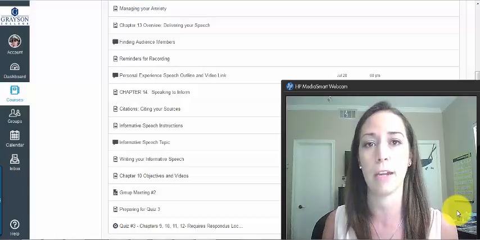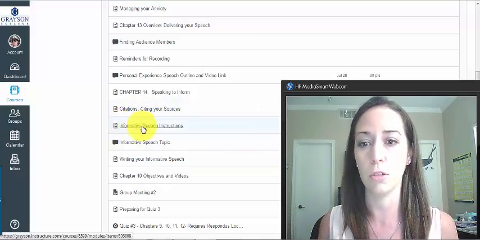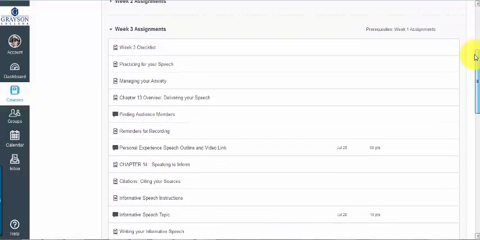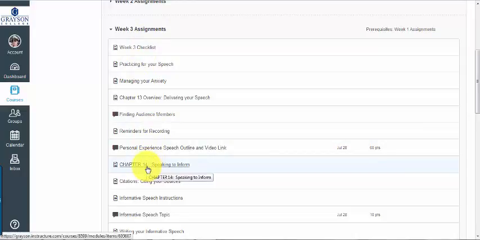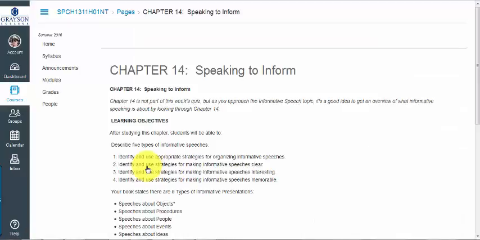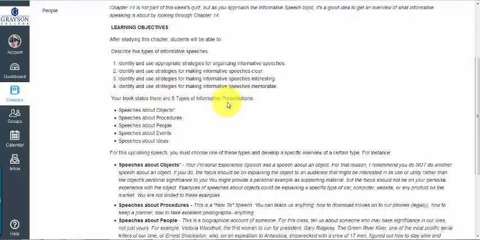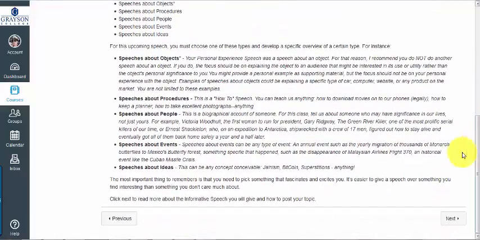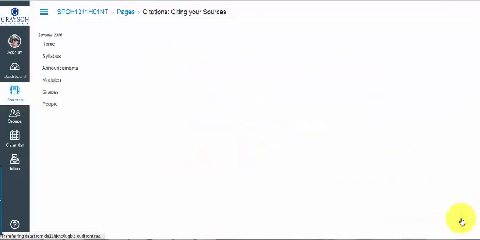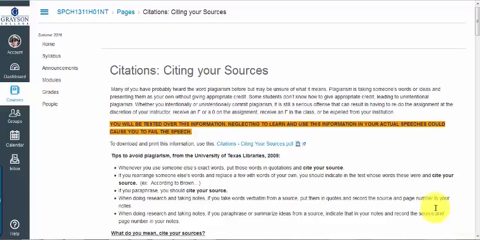What I do want to talk to you about now is the informative speech. So if you will go to week 3 assignments, okay, so you can see the week 3 checklist down here. Was all about your personal experience speech, and right under where the personal experience speech outline and video link was is the chapter 14 speaking to inform assignment. So it's got all the objectives, and this is where it was talking about the 5 different types of informative presentations that I wanted you to fit your informative topic into. So if you need to go back and look at that again, you can, especially if I've directed you to do something different with your informative speech topic.